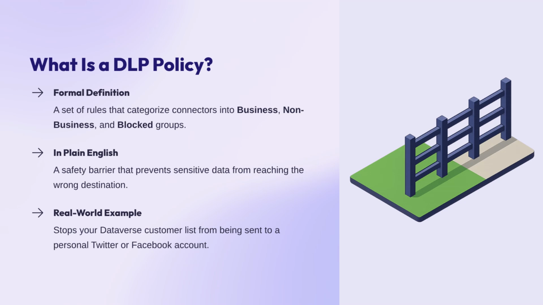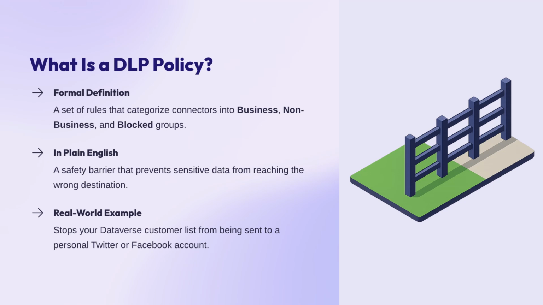Imagine a dummy example. You have a business bucket where you put your Outlook email and your Dataverse database. Then you have a non-business bucket where you put your personal Gmail or Dropbox. If you try to build a flow that grabs a file from Dataverse and saves it into your personal Gmail, the DLP policy will stop you instantly because those two buckets don't mix.